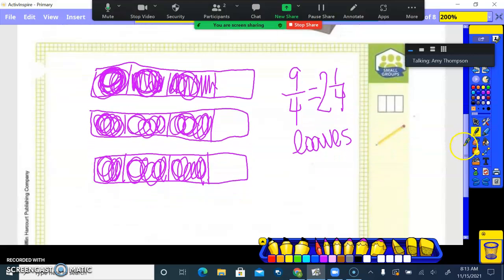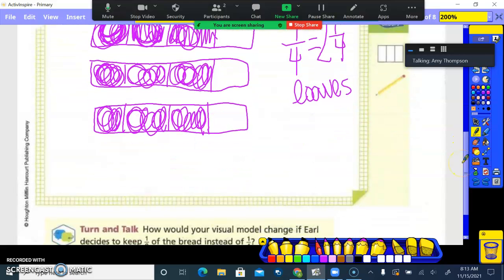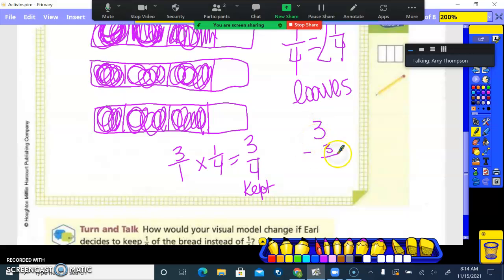Okay, now if I also wanted to do this, and I didn't want to draw a model, how else could I work it? Well, what I could do is I have 3 loaves, right? So I could do 3/1 times, okay? And then what would I do? I could take it times the 1/4, which would get me what? 3/4, but that's what he kept, right? So then I could also take the 3 whole minus 3/4, and this would become 2 and 4/4 minus 3/4, which gets me 2 and 1/4.